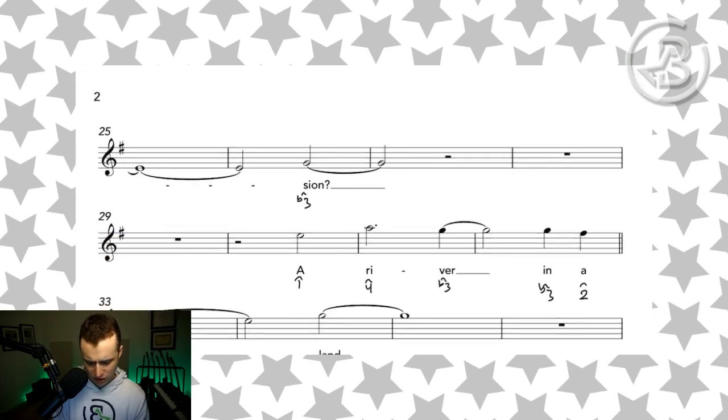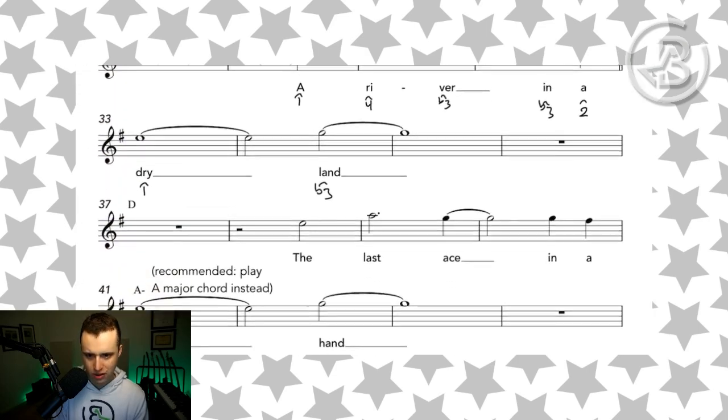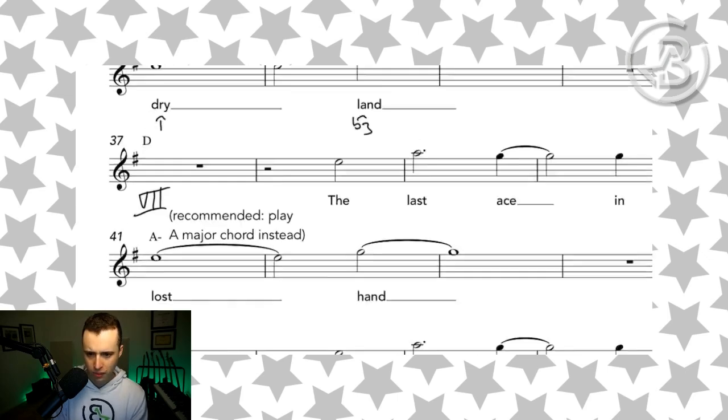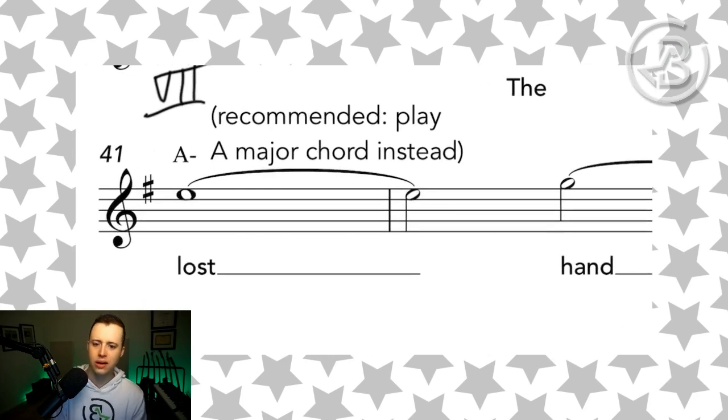So we can head on over to the second page in measure 37, where we have D, which is 7. Okay, now let's talk about measure 41. You'll see this a couple times throughout this song. We have an A minor written, but there's some text next to it that says recommended play A major chord instead. Now this is for if you're actually playing the song. The A minor will work here. It works. And we should actually put our, not 6, we're not in C.